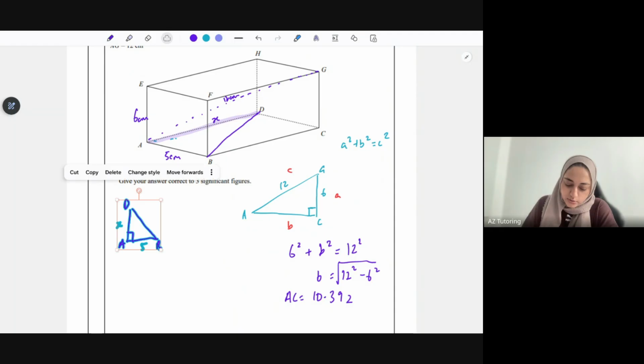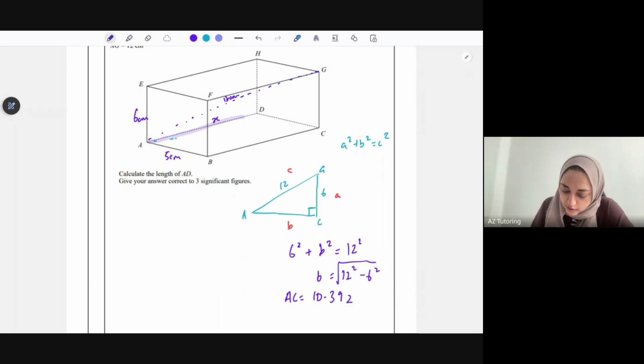So let's use that. So I'm going to delete this. Rub that out. We're going to use what we've just found. So we found AC over here, which is that length there. Now I'm going to pull out this triangle on the bottom. It's quite hard to visualize it, but it takes practice. I'm pulling that triangle out to find out AD.